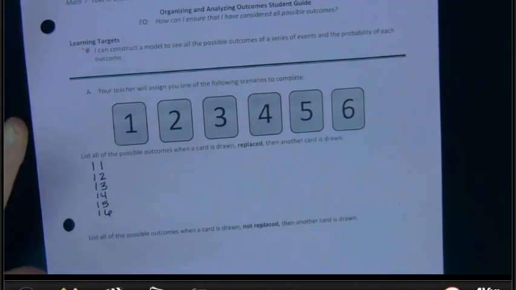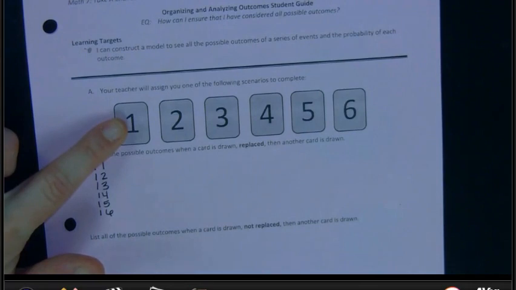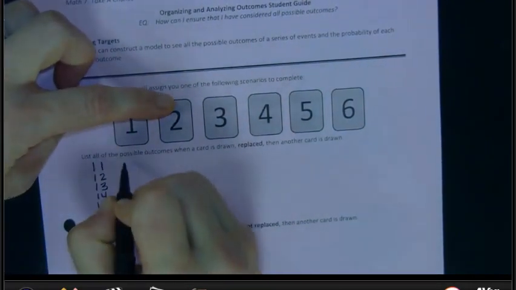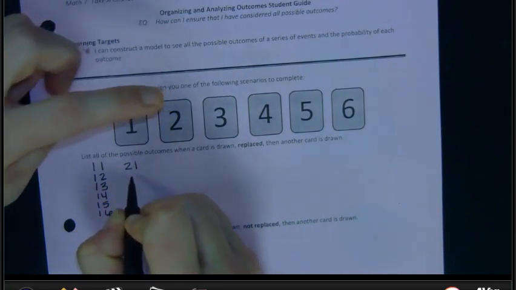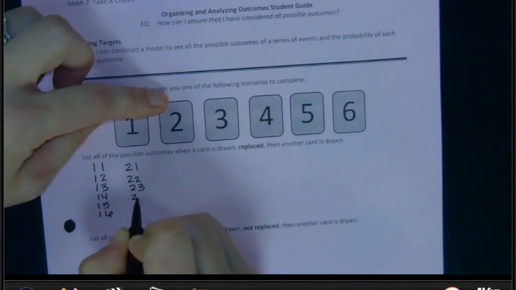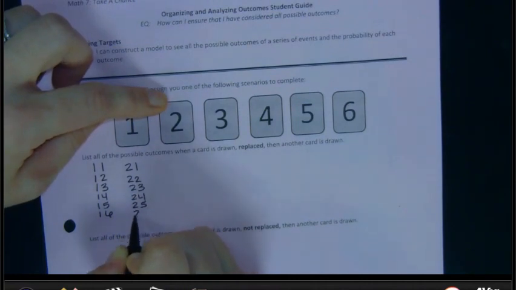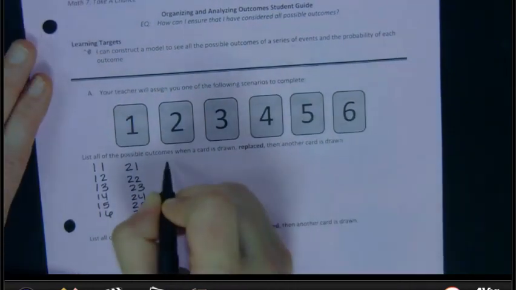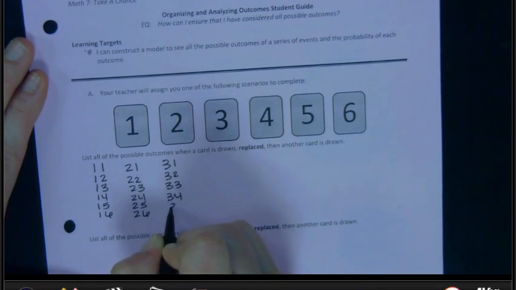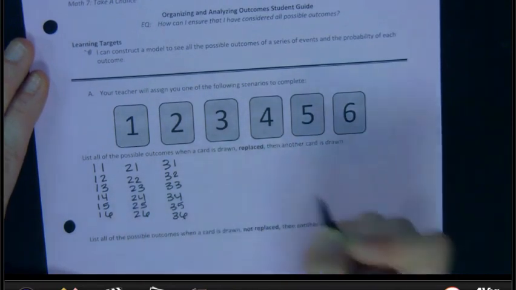So if I draw 1 the first time and replace it, is there any other possible outcome I could get? No. All right, well, what if I draw a 2 the first time? If I replace it, I can get a 2, 1, a 2, 2, a 2, 3, a 2, 4, a 2, 5, or a 2, 6. If I draw a 3 the first time, I can get a 3, 1, 3, 2, 3, 3, 3, 4, 3, 5, and 3, 6.